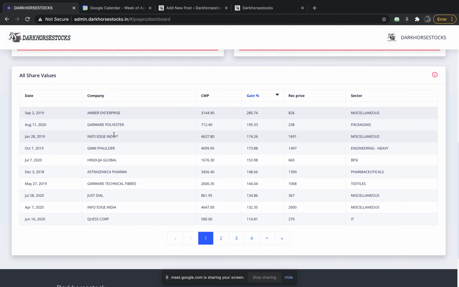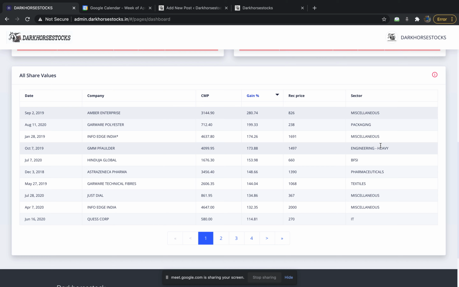For example, Info Edge India had hit a 52-week high of 5500, and the stock has fallen from 5500 to 4500. However, we are working on adding a separate column where you can see the 52-week high and low of the specific stocks, so it will help you better in the decision making process. And you can find the recommended prices, the prices at which the stocks were suggested, and the sector to which the stock belongs. That was for the dashboard. So you can just go to our website, check the dashboard, and find the list of each and every stock that has been suggested over the past 2 to 3 years.